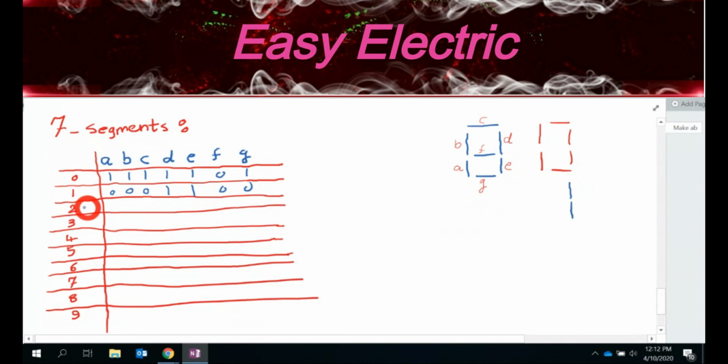So tell me what's the 7-segment code for 2? Which pins should be turned on for 2?